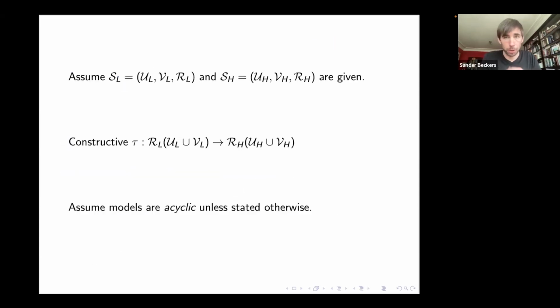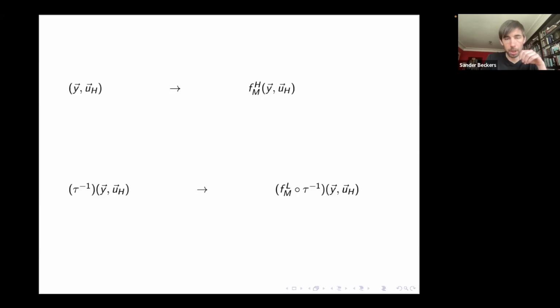Let me move to the future. So just assume from now on that we have a low-level signature, a high-level signature, and some constructive function tau. Also, for now, I'm going to restrict myself to acyclic causal models, and it will become clear why I'm doing so in a bit. I hope to generalize later to the cyclic case. First, I'm just going to tell you that you can actually define abstractions equivalently by starting with the high level.